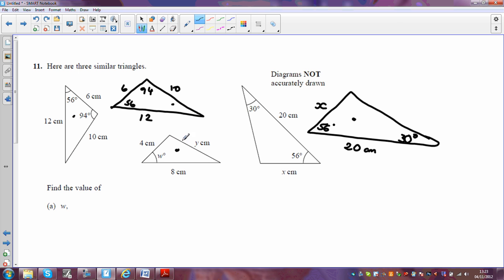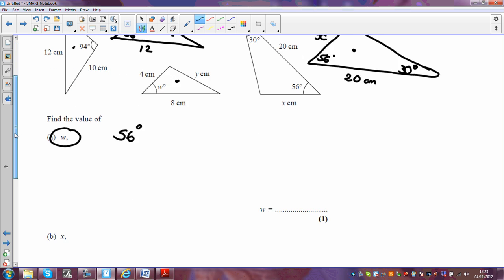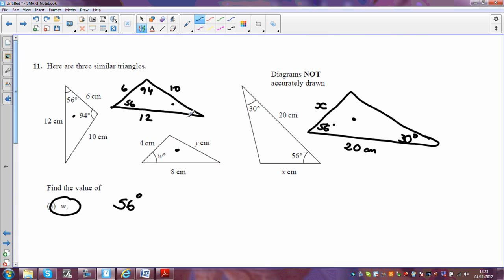Okay, so what I've got now is these are my three triangles. First of all, bit of a trick question, this one. If we're talking about angles in similar triangles, well, the angles in similar triangles don't change. So actually, they're all the same, and W then must just be 56 degrees. Okay. Part B asks us to find the length of X.